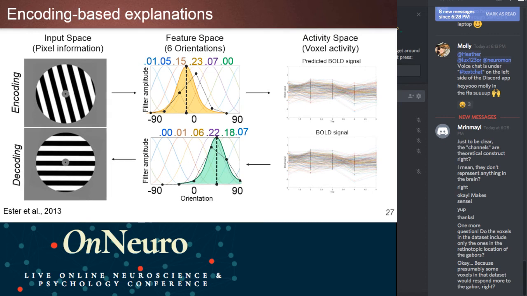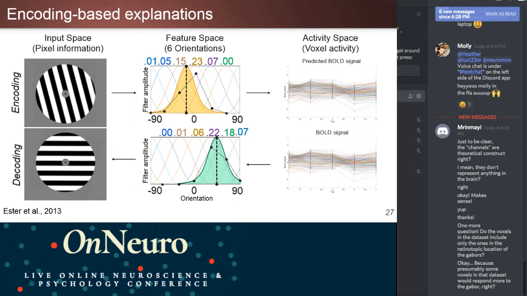In contrast, decoding goes in the opposite direction. So you have bold signal, you have activation, and then using that bold signal, you can go backwards and invert the encoding model to figure out what the orientation is predicted to be. And if you are able to predict that orientation, you basically know what the stimulus is. Now, without an encoding model, you're not able to do decoding based on the encoding model, of course.